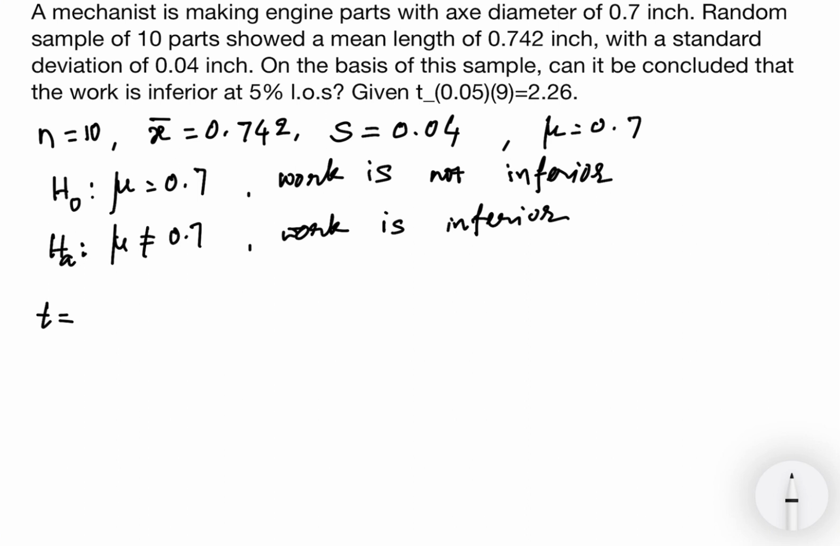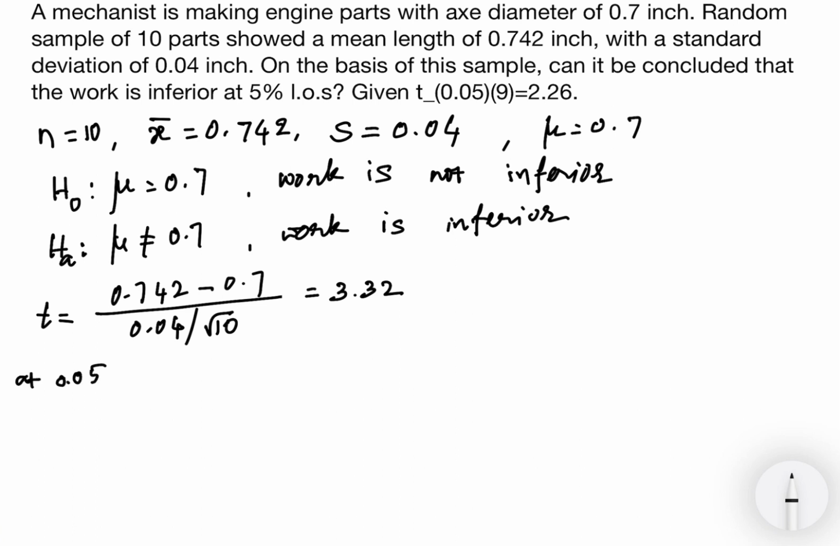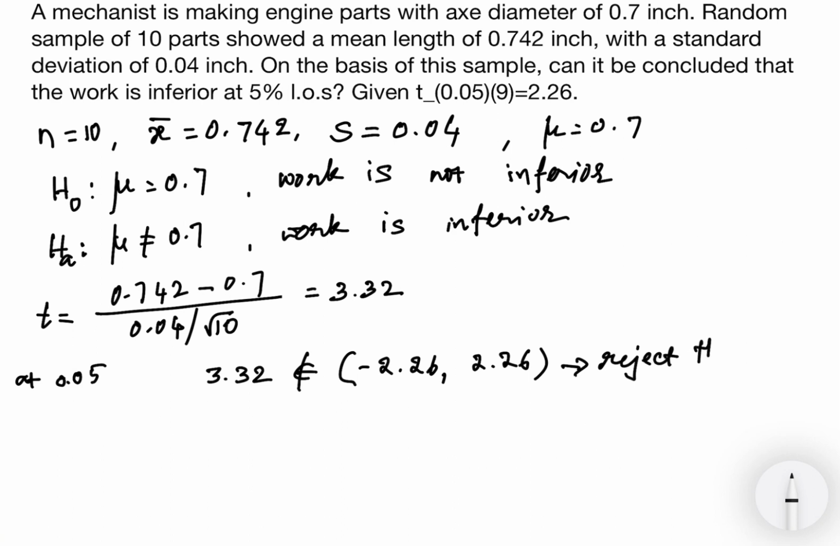Okay, so the T would be equal to (0.742 minus 0.7) divided by 0.04 over square root of 10, and this gives us the value to be equal to 3.32. So at 0.05 level of significance, we are checking whether this 3.32 belongs to minus TC, which is minus 2.26, and 2.26. And in fact, this does not belong to this interval. So we are going to reject the null hypothesis.